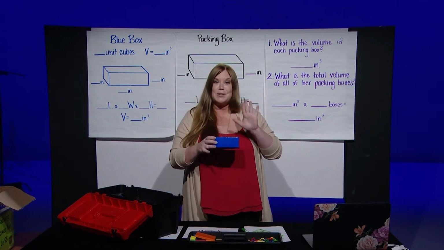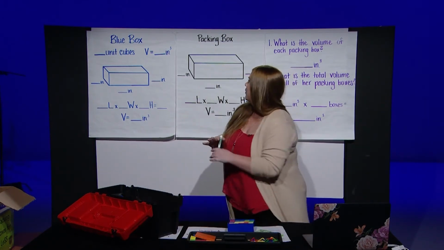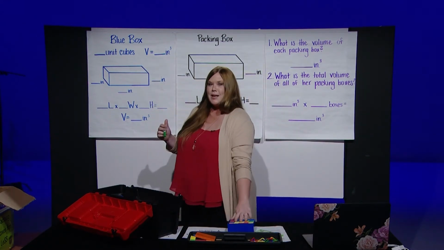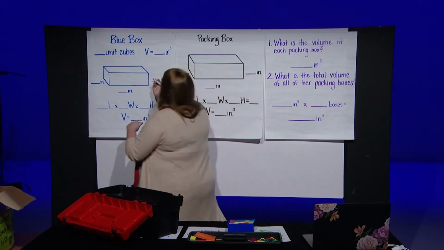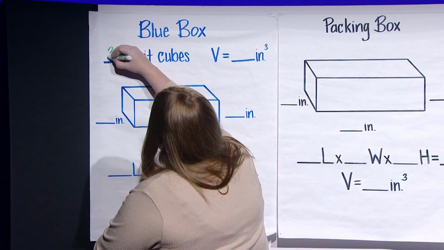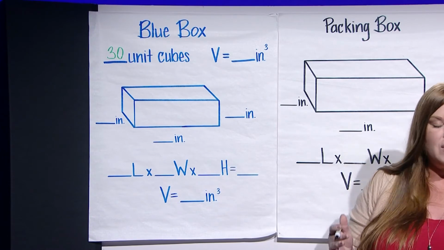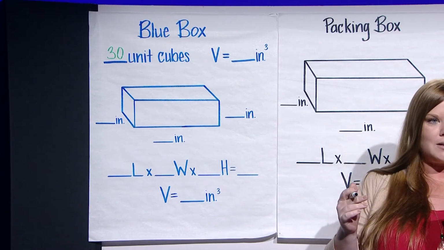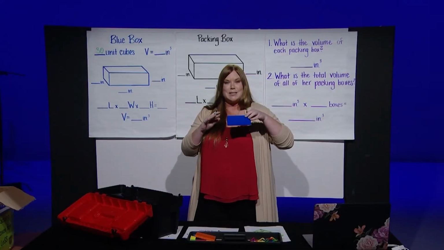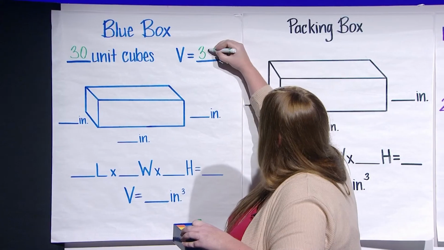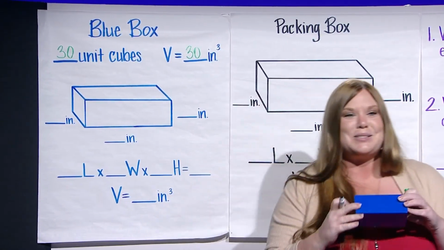Okay, I'm going to write this down so we don't forget. Okay, so I've got my chart for the blue box here. How many unit cubes did we say? Nicely done. So we have 30 unit cubes. And what that means is the volume of our blue box, or the amount of space that it takes up, is 30 cubic inches. Oh my gosh, that's so cool.